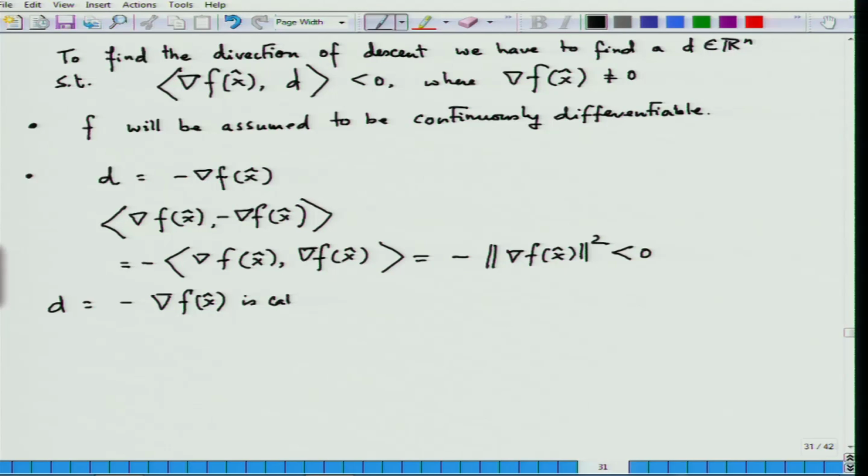is called the direction of steepest descent. We will come very soon to study the problem of solving an unconstrained optimization problem by using the method of steepest descent, but for the moment just know that it is called the method of steepest descent, and we will actually explain why it is called the method of steepest descent or the direction of steepest descent.